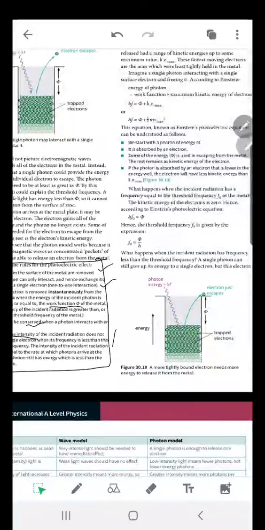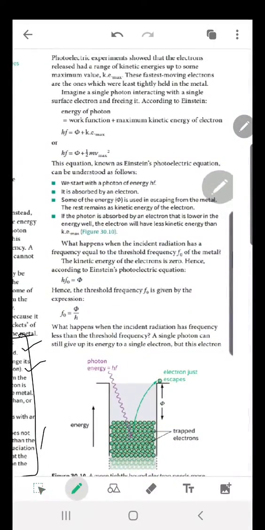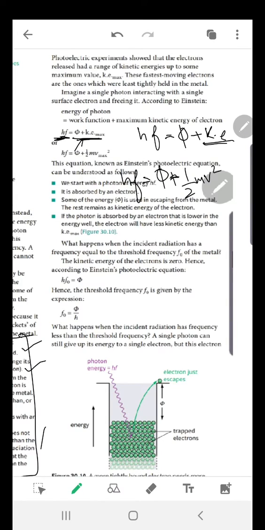Now let's move over here and see this particular derivation. Your energy was hf, where h is Planck's constant. I hope you guys remember this. And they are equating it to two things. One is phi, which is the energy required for the electron to escape, and the second is your kinetic energy, which is half mv square. So let's derive it. Phi plus half mv square is what your hf is equal to.